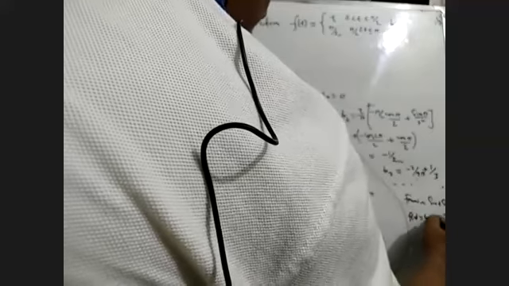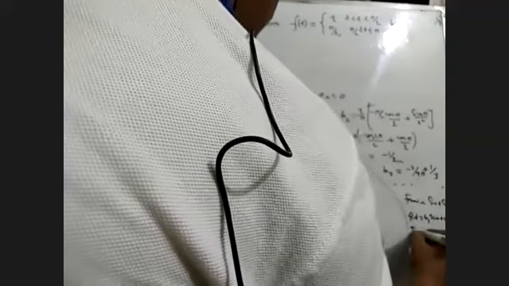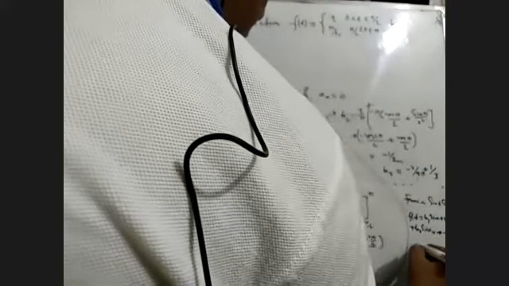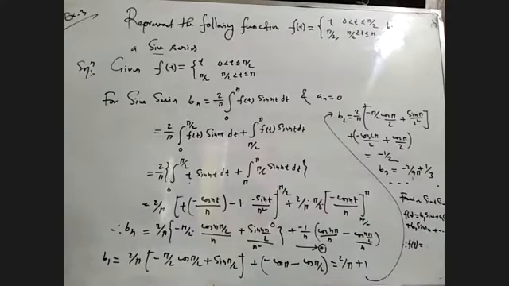So what will the required Fourier sine series be? The sine series will be f of x equals B1 sin x plus B2 sin 2x plus B3 sin 3x plus dot dot. So f of x equals what? Just putting the values of B1, B2, B3, this will be the result.